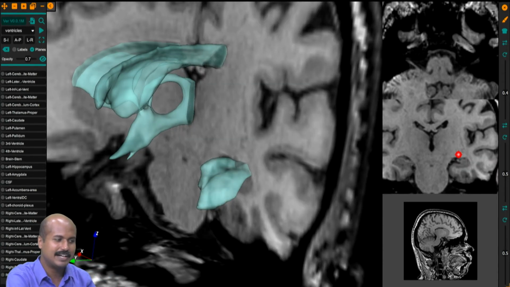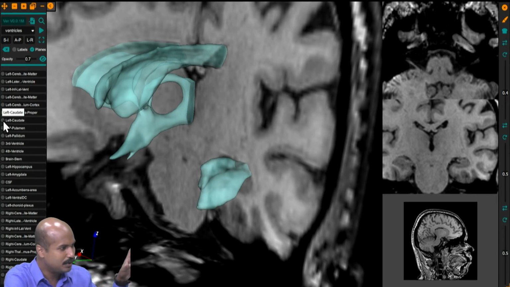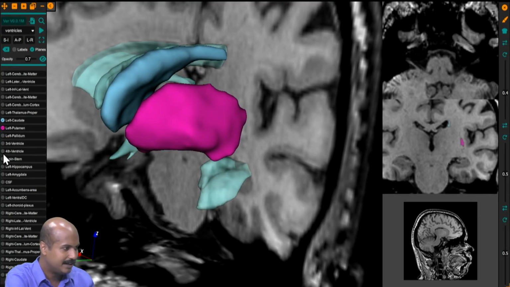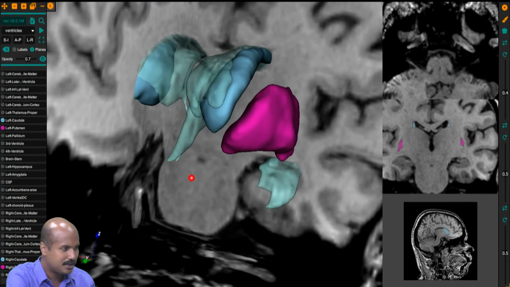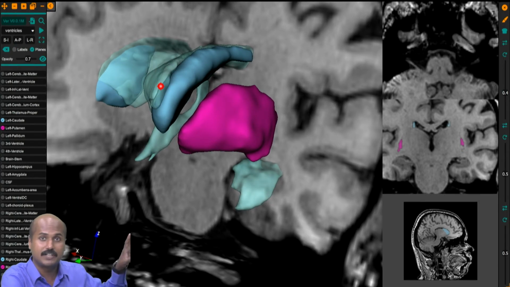Now let us have a look at the nuclear groups relations. I told you that is very important. So this tool gives us the flexibility to check these nuclear groups. For example, I am going to add left caudate here. I am going to add left putamen here. I am going to add right caudate, let me just find out, yeah, right caudate and the right putamen. So I have marked caudate and putamens here, and you can see how the caudate bulge is located here, and the head of the caudate is related to the anterior horn of the lateral ventricle.